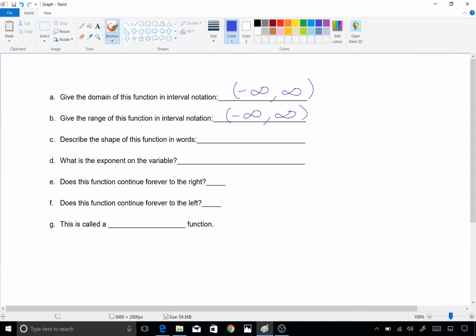The function is shaped like a line. What is the exponent on the variable? It's 1. X is the variable, and we have x to the first power. Does it continue forever to the right? Yes. Forever to the left? Yes. And it's called a linear function.